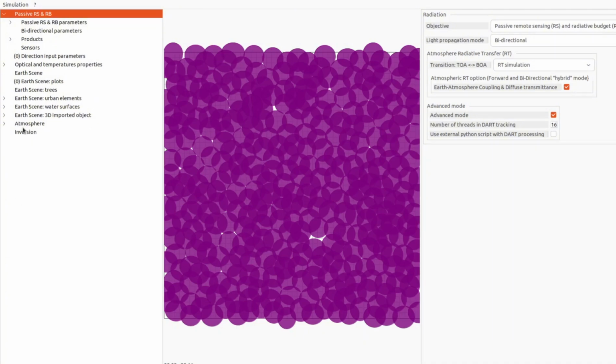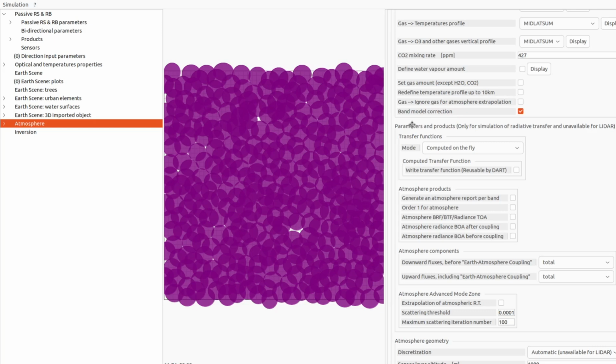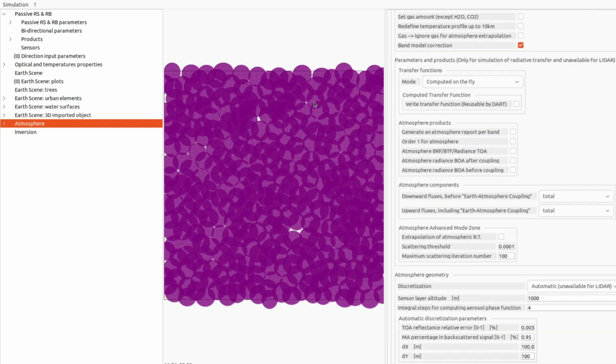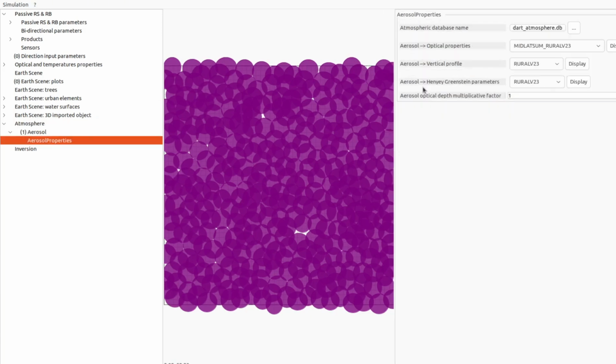We set the optical properties to be that of a mid-latitude summer atmosphere, and the CO2 mixing rate value is taken from the Mauna Loa data for June 2024. We set the aerosol properties to be those of a mid-latitude summer rural zone, since we are studying a forest.